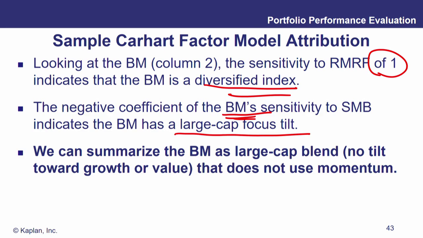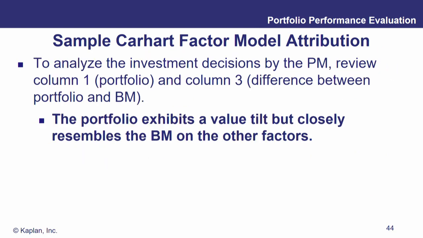So let's just summarize the benchmark, what we have. It's a large cap blend, there's no tilt toward growth or value, and it doesn't use momentum. Okay, so at least now we know what we're dealing with in the benchmark. Now we have to take a look at the portfolio of the portfolio manager, and we want to compare that to the benchmark. And in column 3 of the sample Carhart factor model attribution sheet I had you reference, that's going to show the difference between that portfolio and the benchmark.